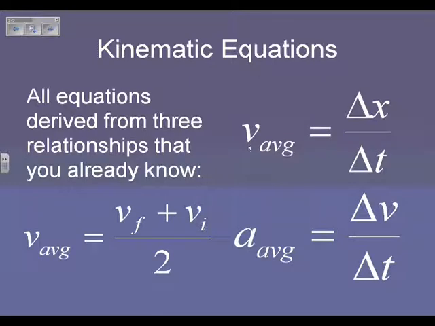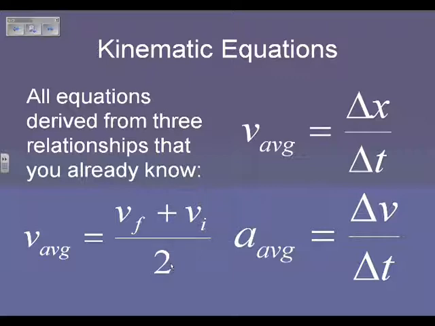Here's the first one: the definition of velocity, or average velocity, the displacement divided by the time over which that displacement occurs. The second relationship is the one for average acceleration: the change in velocity divided by the change in time over which that velocity change occurs. And then, this one we didn't formally introduce in the last chapter, but another way of calculating the average velocity of something is to take the final velocity plus the initial velocity and divide that by 2.